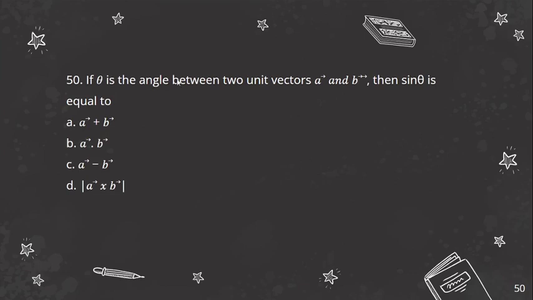If theta is the angle between two unit vectors a vector and b vector, then sine theta is equal to, its correct answer is modulus of a cross b.